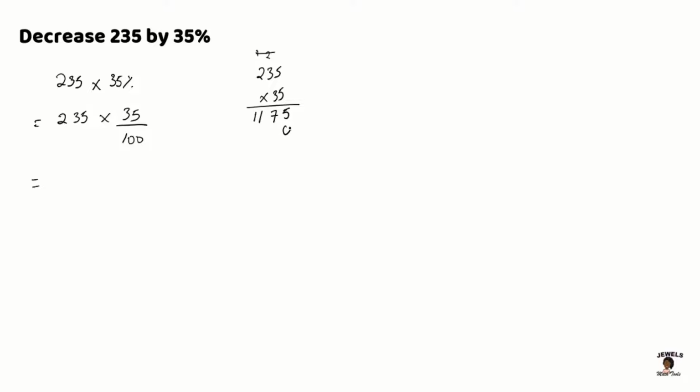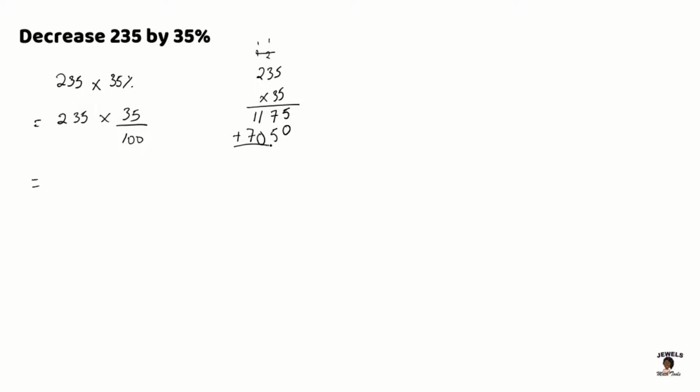We'll add a 0 and begin multiplying by our 3. So 3 times 5 is 15. We'll put our 5, carry the 1. 3 times 3 is 9, plus 1 will give us 10. We'll add our 0, carry the 1. 3 times 2 is 6, plus 1 will give us 7.